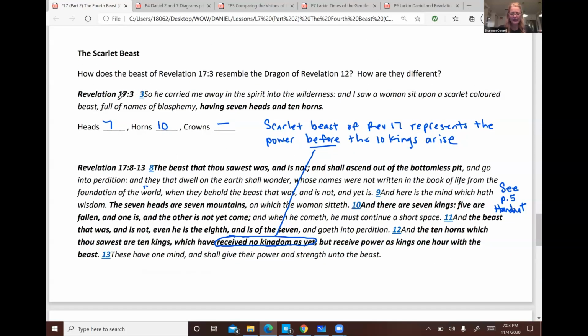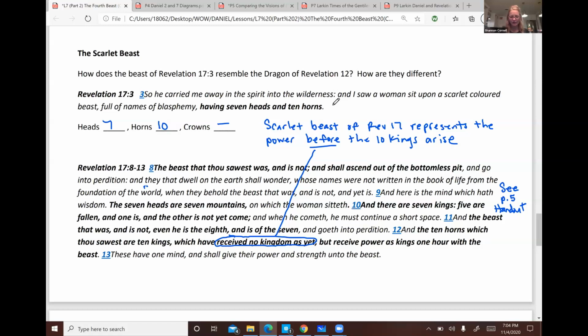So in Revelation 17:3, it says, "So he carried me away in the spirit into the wilderness, and I saw a woman sit upon a scarlet-colored beast, full of names of blasphemy, having 7 heads and 10 horns." Okay, so John has a vision of the end times beast. Remember, John was the beloved disciple, just like Daniel has the vision of these 4 beasts, and Daniel is going to hear several times in the book that he is greatly beloved and highly favored from heaven. Okay, so John has this vision of a beast that's of scarlet color with 7 heads and 10 horns.